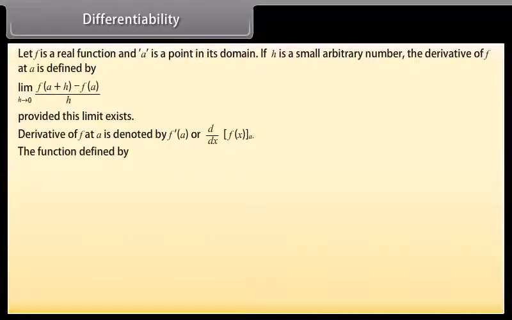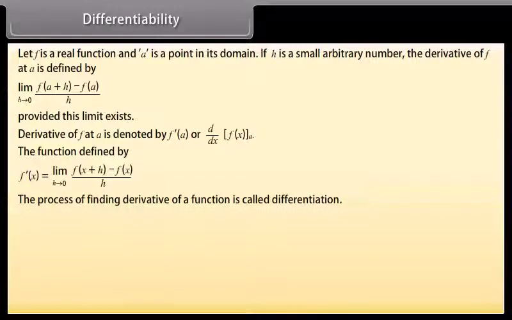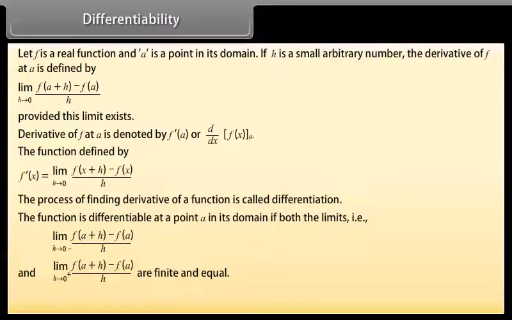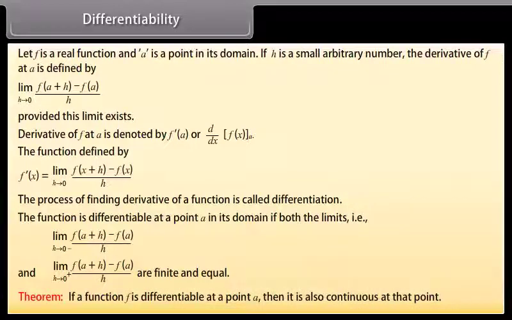The function defined by f'(x) = limit h approaches 0 of (f(x + h) - f(x))/h. The process of finding the derivative of a function is called differentiation. The function is differentiable at a point a in its domain if both the limits, that is, left-hand limit and right-hand limit, are finite and equal. Theorem. If a function f is differentiable at a point a, then it is also continuous at that point.